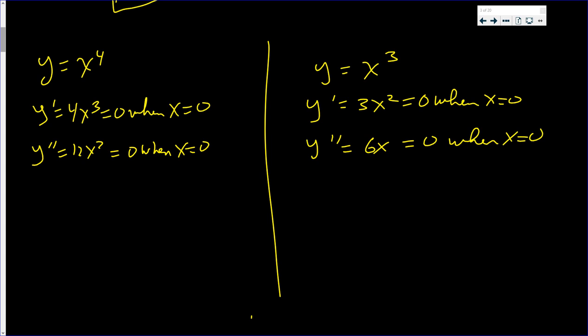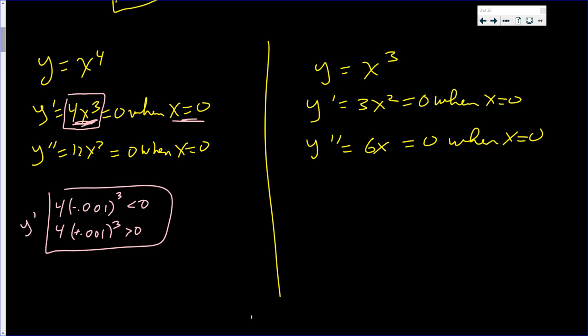Now, let's look at what happens. With respect to the first derivative, at 0 or around 0, this derivative changes signs. If you have 4 times negative 0.001 cubed, this will be less than 0. But if you had 4 times positive 0.001 cubed, this will be greater than 0.